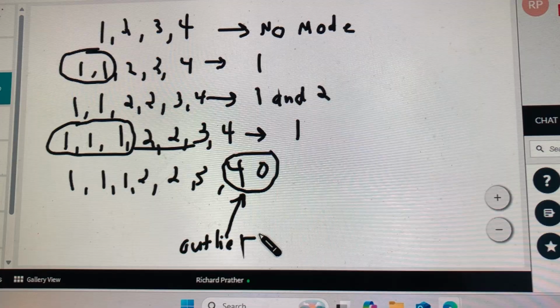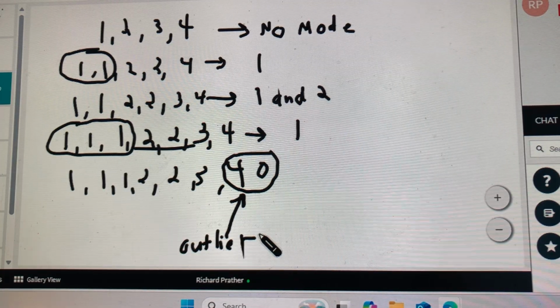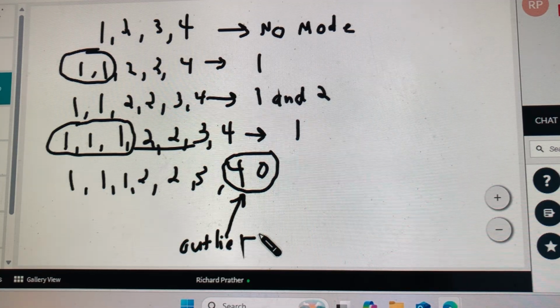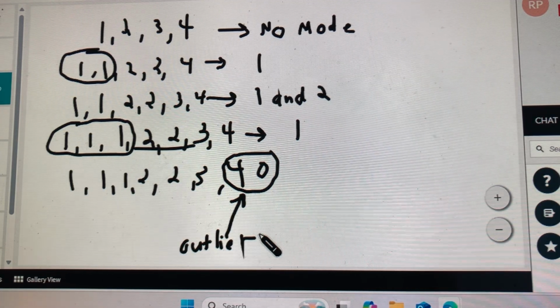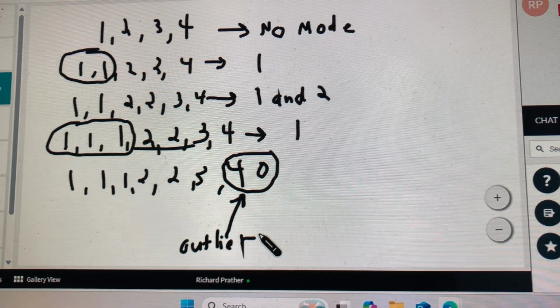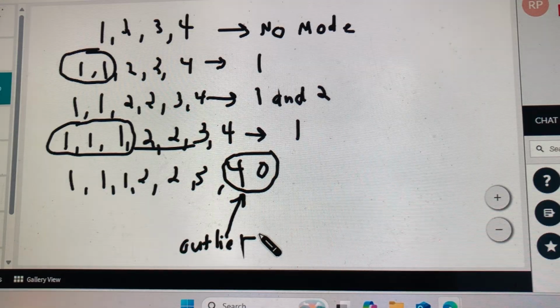If you add up 1 1 1 2 2 3 4, that's only 7, 8, 9, 10, 11, 14. And there's 3, 4, 5, 6, 7 numbers. So the mean is 14 divided by 7. The mean is 2 when I had it as a 4. But if I change the 4 to a 40, the mean goes from 2 to like 7. It almost triples. It more than triples just by changing one number. So if you had an average of 20 on a test versus an average of 70, that's a significant difference if it's 3 or 3.5 times bigger.